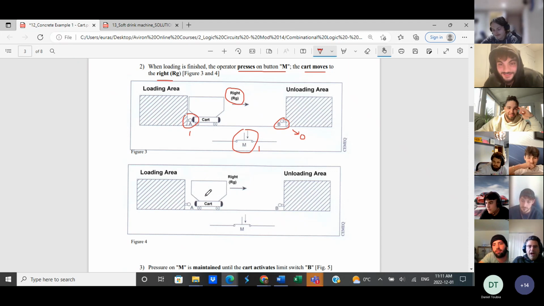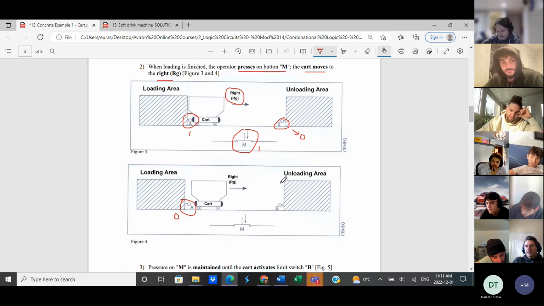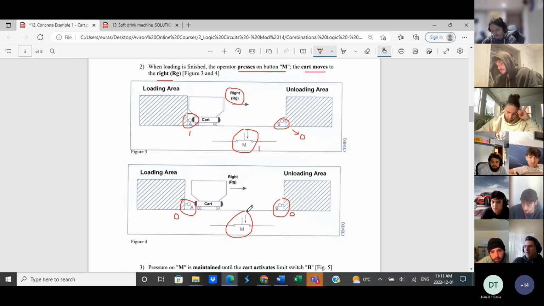As it's moving toward the right, Julius, the A then is disengaged, so it becomes a 0. It's not quite on the unloading area yet, so B is also a 0. The button is still being pressed. In real life, it wouldn't be, okay? There's something called the maintain. We're going to talk about that in another module. So we have 0, 0, but the button is still being pressed.